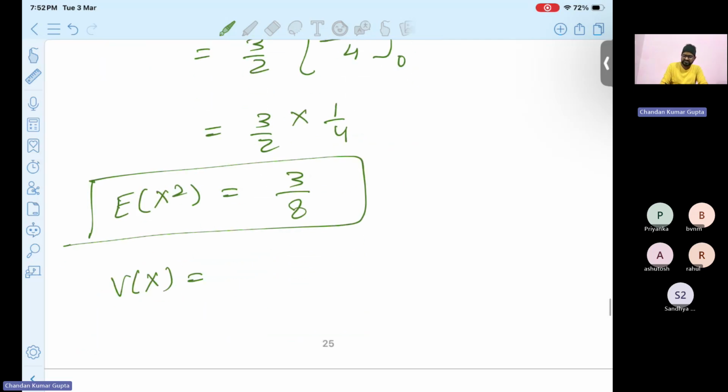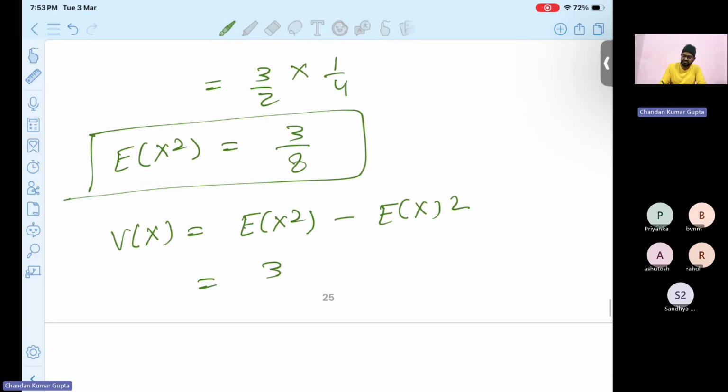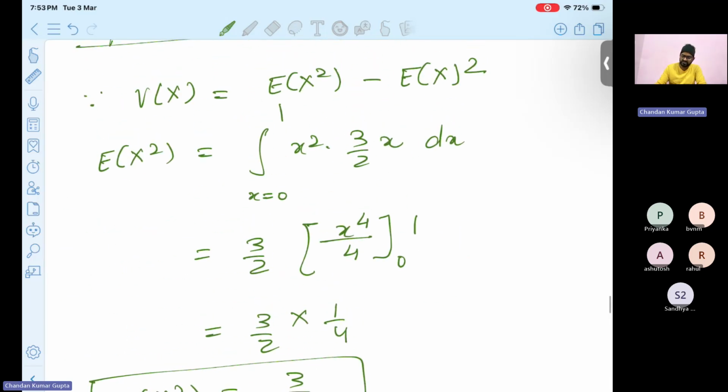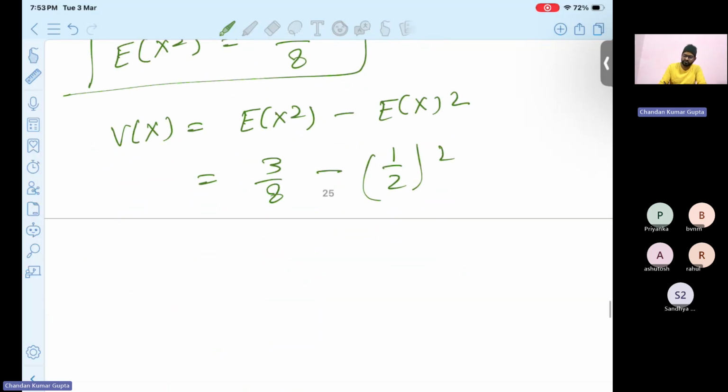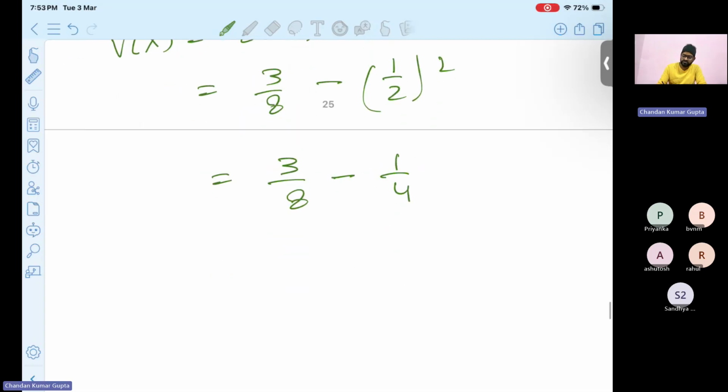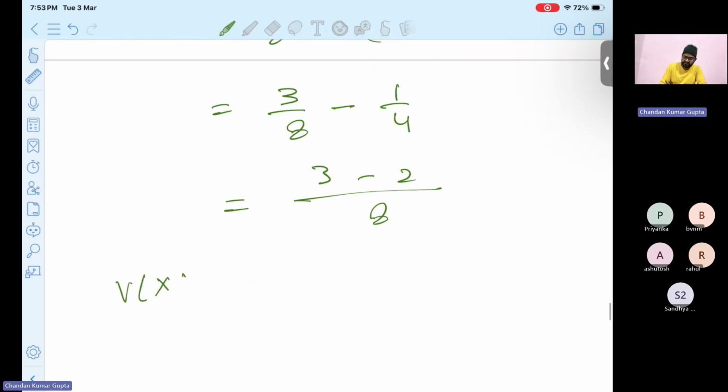Now, what is variance of x? Just calculation and nothing else. I'm just calculating continuously. You can understand how we can go step by step. So variance of x is expectation of x square minus expectation of x whole square. It's 3 by 8 minus, expectation of x is 1 by 2, so 1 by 2 square, that's 1 by 4. 3 by 8 minus 1 by 4 is 3 minus 2 over 8. So variance of x comes out to be 1 by 8.